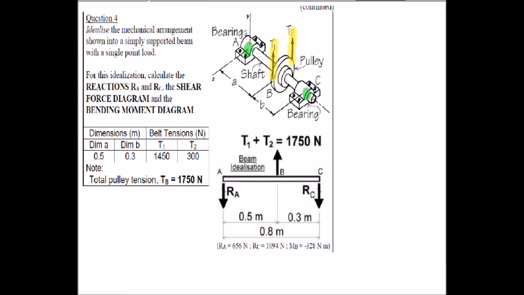So the idealization here is that we've got a simply supported beam effectively. There's a beam across there. We've got the point load in the middle, and we've got the reactions at the end here and here. So that's the idealization of the beam. Okay, so that's sort of the art, if you like, of the engineering approach here. We're given in the question that the total tension T1 plus T2 is 1750 newtons. That's given in the question.